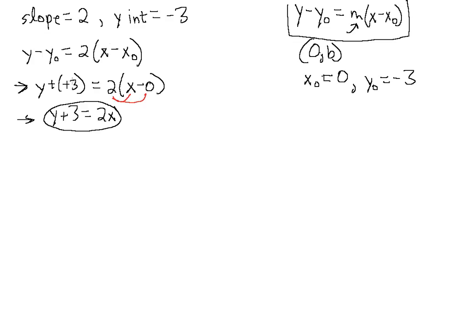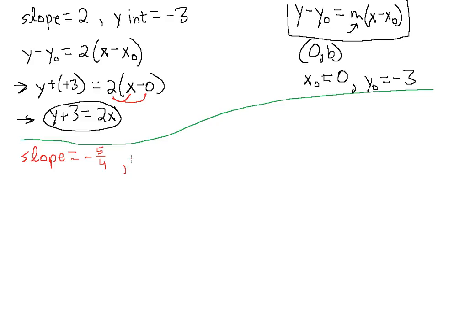Now, like I said, we'll go over in later sections why this might be more useful than having it in slope-intercept form, but for now we just want to get the mechanics down of how to write equations in point-slope form. So let's look at a few more. Let's say we have a line with a slope of minus 5/4, and we know the y-intercept is, let's say, positive 6.